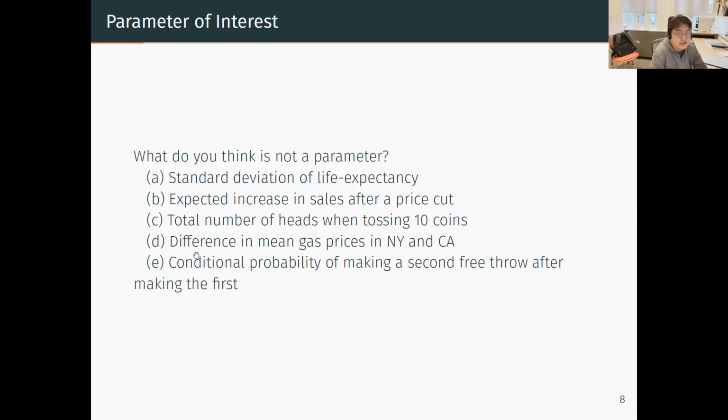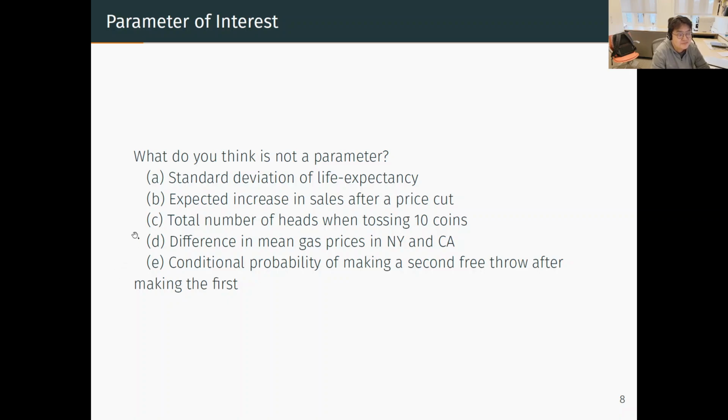And D, let's think about D first. If you can observe all gas stations in New York and California, you can calculate the difference in mean gas prices. That's possible. Finally, conditional probability of making a second free throw after making the first. If you repeatedly do a free throw, or if you observe all the free throws in basketball history, then you can calculate the conditional probability. So A, B, D, E can be calculated if you observe everything.